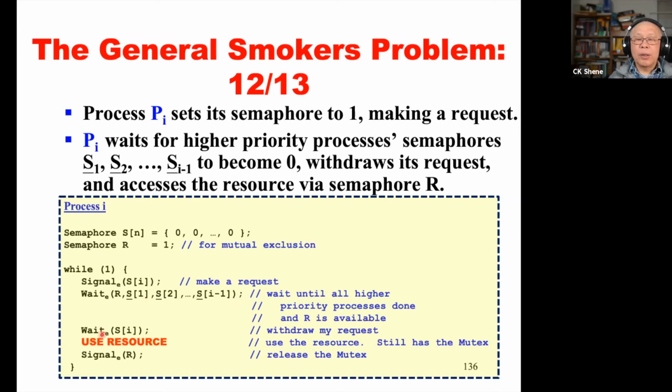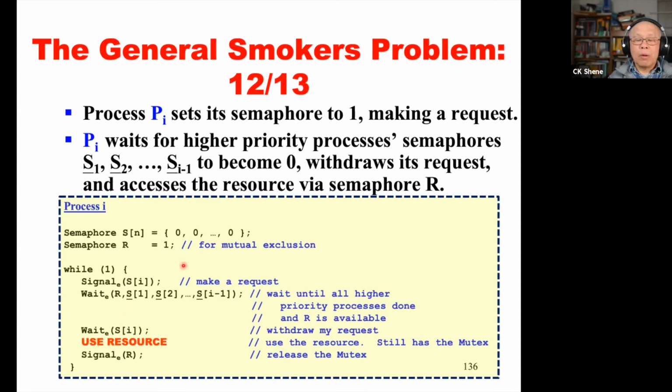process I continues. After process I continues, process I calls wait E on its own semaphore. What does that mean? It means I withdraw my request. So the counter of Si returns to 0. So look here, the process I still has a mutually exclusive use of the resource because of this R semaphore.